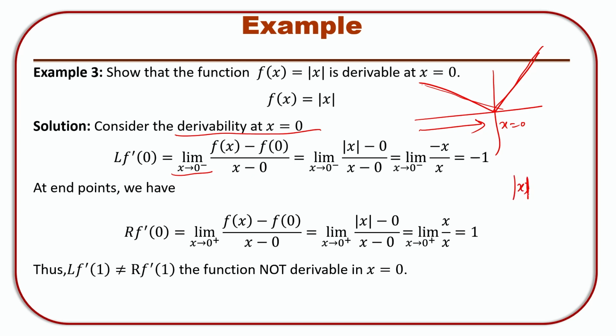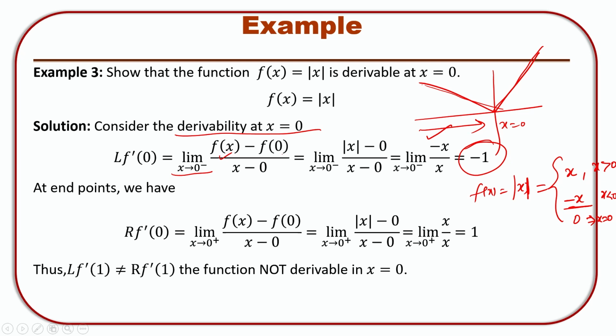Firstly, modulus of f(x) can be written as x when x is greater than 0 and minus x when x is less than 0, isn't it? So I have to be very clear about our conclusion, right? And what will be f(0)? f(0) is equal to 0. So at x equal to 0, it is 0, right? So f(x) from the left hand side will be minus x. f(0) is equal to 0, divided by x minus 0. So the value is minus 1.